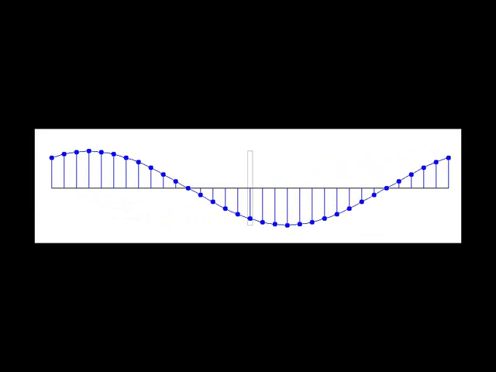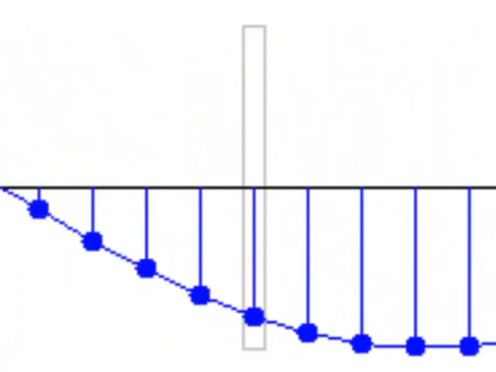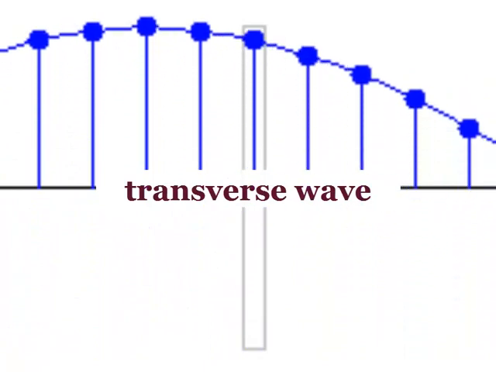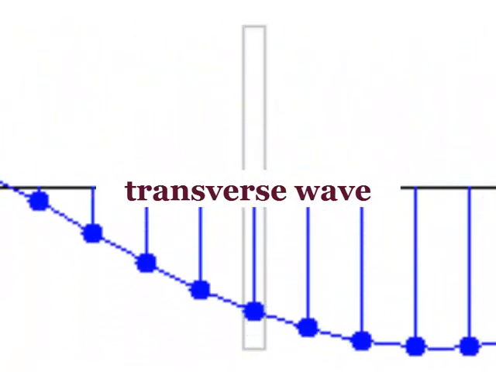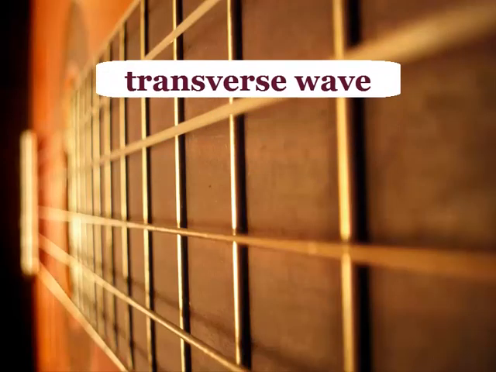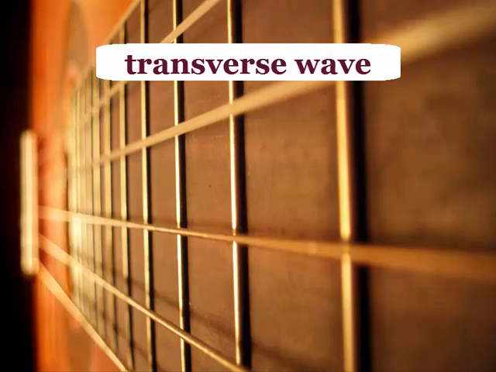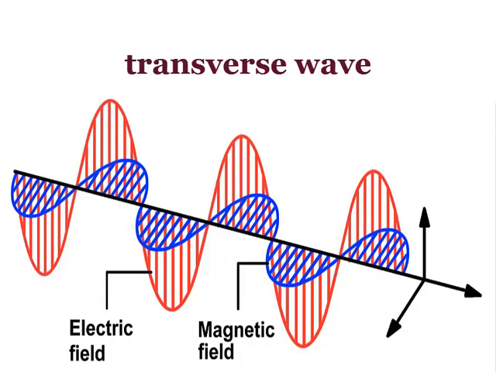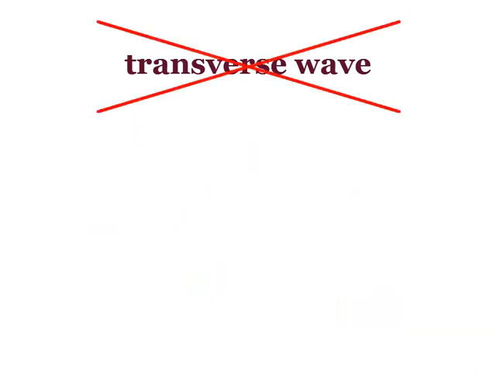When you shake the free end of a rope up and down, the motion of the rope is at right angles to the direction the wave travels. Whenever the motion in the medium is at right angles to the direction of travel, the wave is a transverse wave. Some examples of transverse waves are a guitar string vibrating after being plucked, and electromagnetic waves, which make up radio waves and light. Not all waves are transverse.